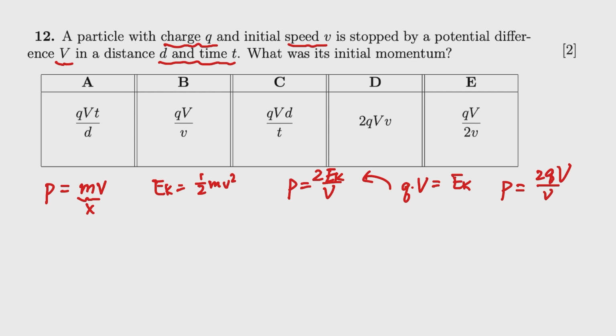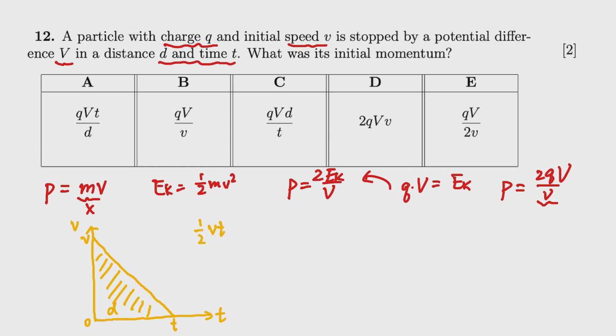But we can see q and V are in all options. So we need to express the speed v in terms of d and t. We know that throughout the entire motion, the charge is being decelerated. So we can plot a graph of v against t. The vertical intercept of the graph should be the initial speed, so that's going to be v. The horizontal intercept should be the time when the charge is stopped. And the area under the graph should be the distance traveled, so that's going to be d.